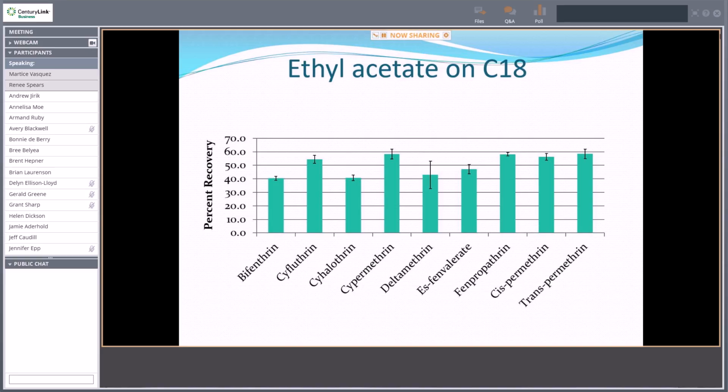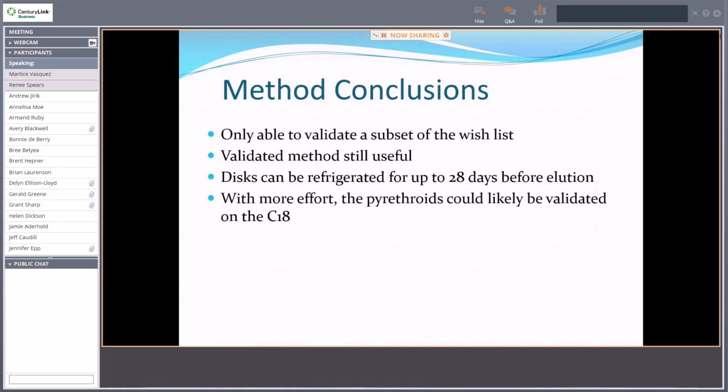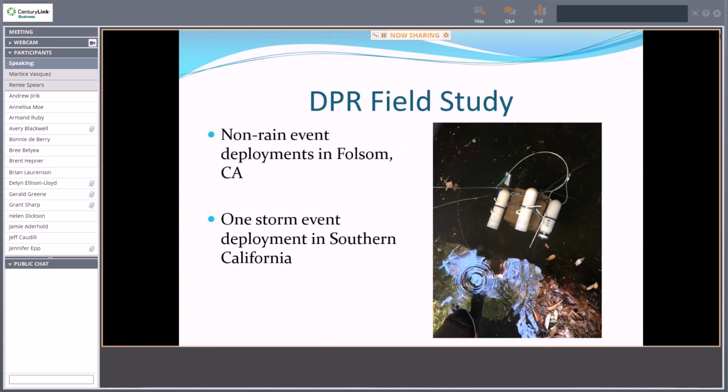As with anything, you start big, you have very lofty goals, you start with a big wish list, and then you end up with your reality. That's very much true for this project. So in terms of the method conclusions, we were only able to validate a subset of the wish list, but that validated method still proved to be very useful. With more effort, the pyrethroids could likely be validated off of the C18 cartridge.